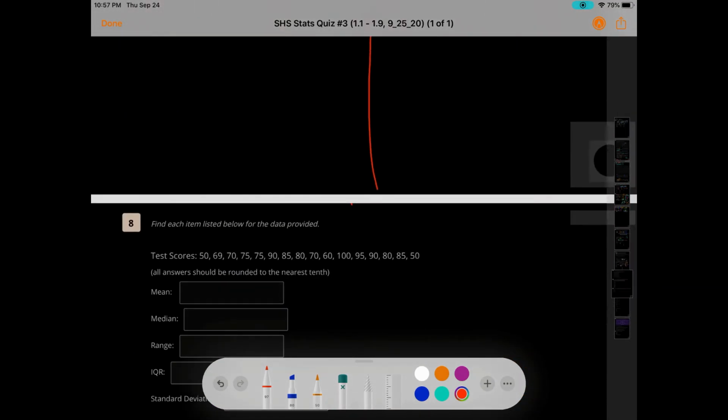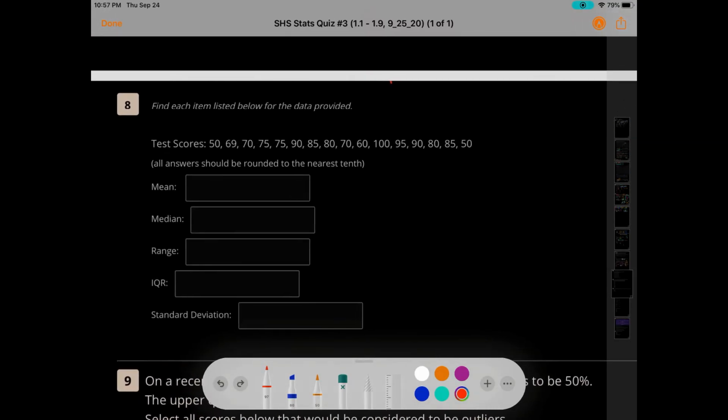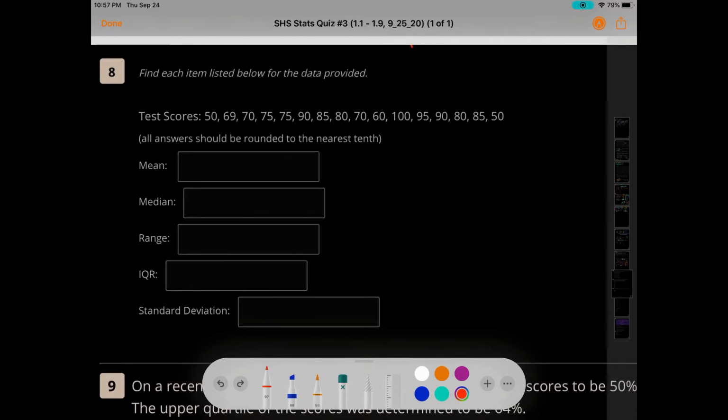And hopefully this is the last question. Nope, 2 more. Find each item listed below for the data provided. They want the mean, median, range, and IQR, and standard deviation. I can calculate standard deviation with my calculator, and I can do the rest by hand.